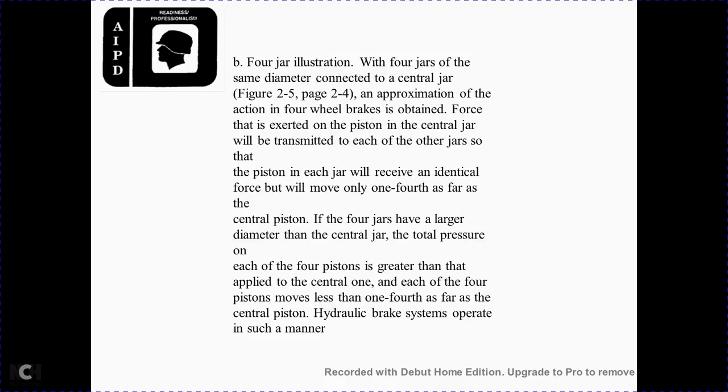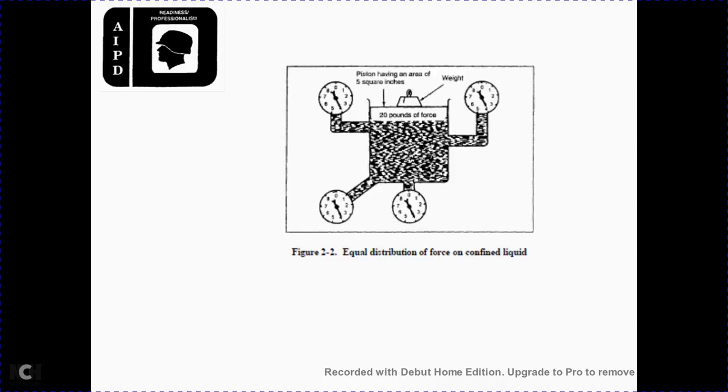4 jar illustration. 4 jars of small diameter are connected with a center jar. In Figure 2-5, the 4 wheel brakes are obtained with the force exerted on the piston of the center jar, transmitted equally to each of the other jars. Each jar will receive the identical force but will move only 1/4 as far as the central piston. If the 4 jars have a larger diameter than the central jar, the total pressure on each of the 4 pistons is greater than that applied to the central one. Each of the 4 pistons moves less than 1/4 as far as the central piston. A hydraulic brake system operates in such a manner. Figure 2-2 shows equal distribution of force in the confined liquid.